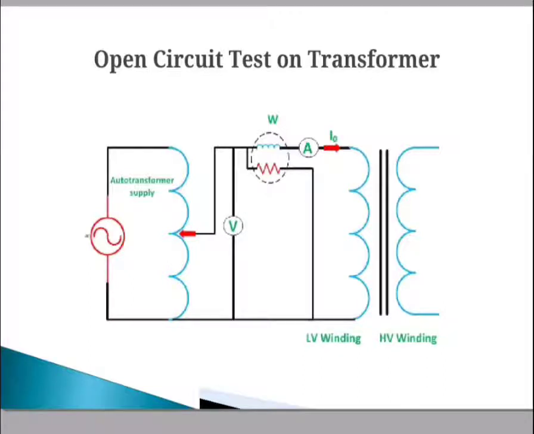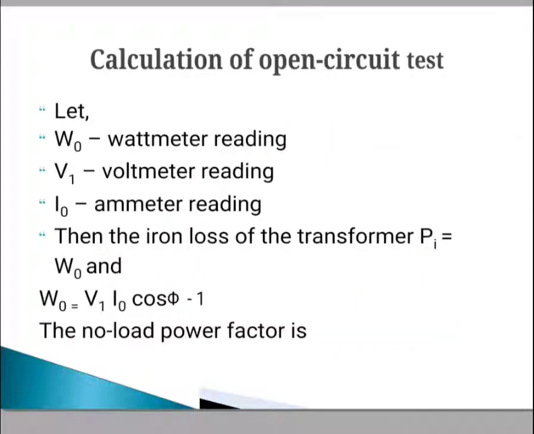And the reading of the wattmeter only represents the core losses and iron losses of the transformer. The core losses of the transformer are the same for all types of load. For performing the test on the transformer, we have to obtain the different parameters.